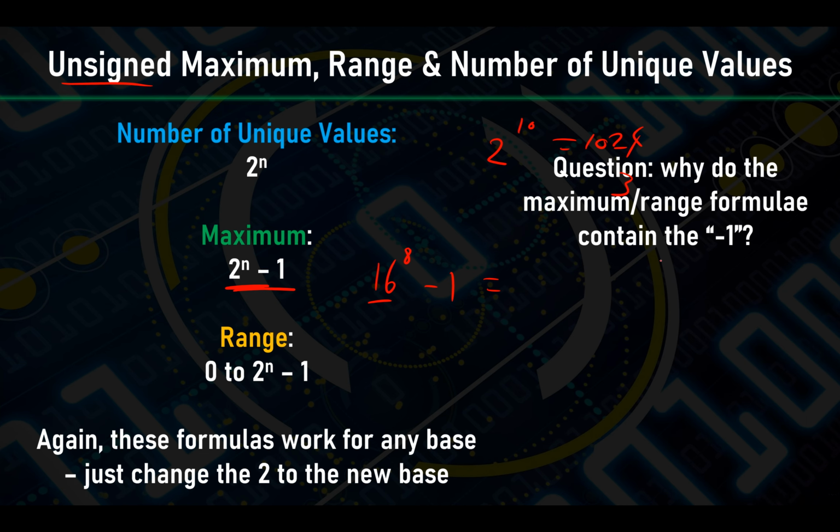And if we think, why does the range formula, and also the maximum formula, contain the minus 1? That's because we're also counting 0. So if we have 2 bits, we've got 0 0, then 0 1, 1 0, and 1 1, which of course is going to be 0 up to 3. That's 4 different numbers, but the maximum is going to be 3, because 0 is one of these numbers.